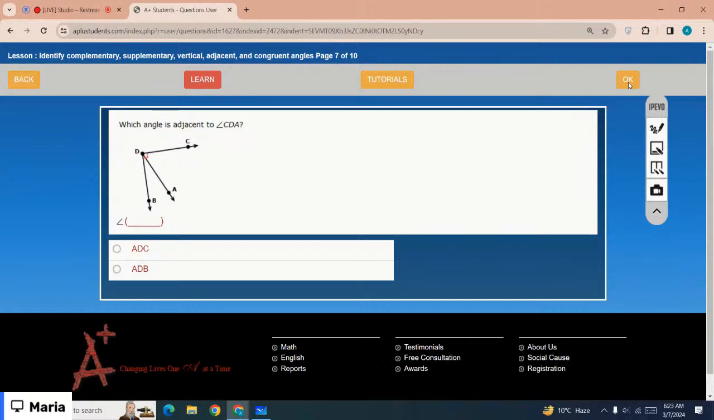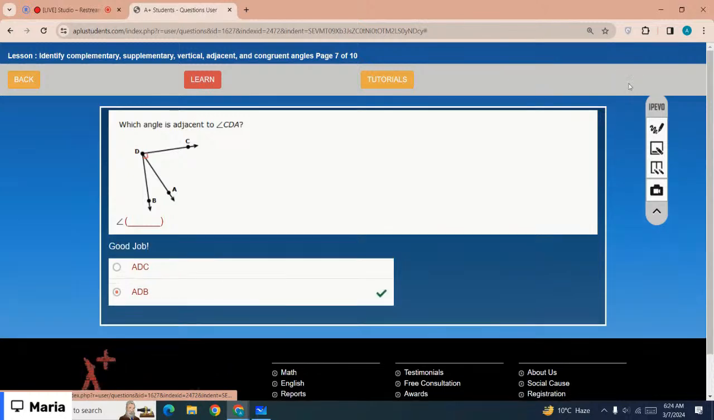Which angle is adjacent to angle CDA? The angle that is adjacent to angle CDA is angle ADB. The correct option is angle ADB, right? Angle ADB is the correct option.